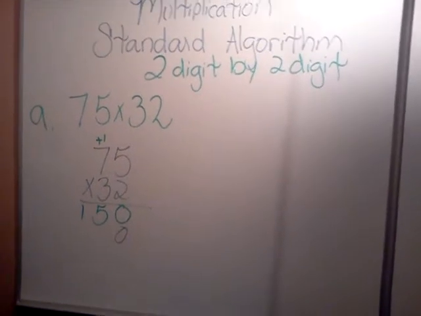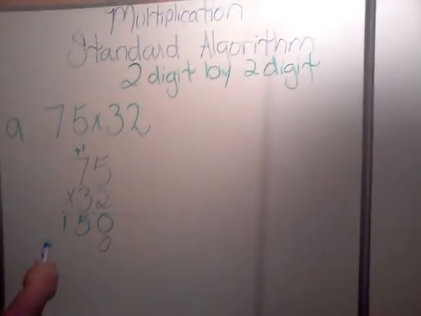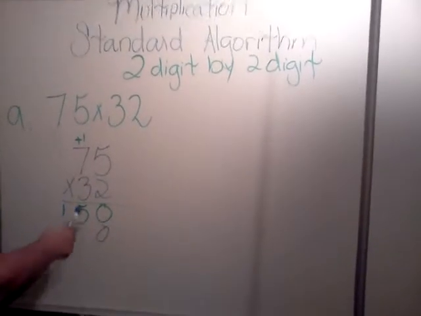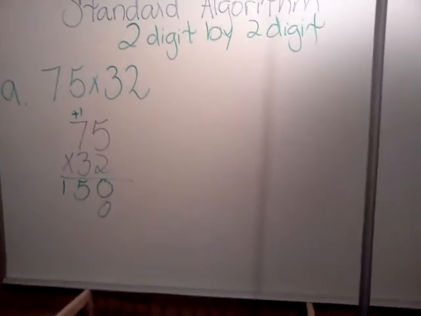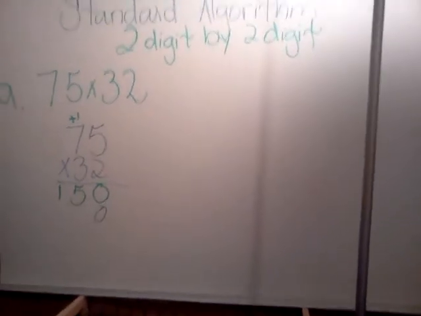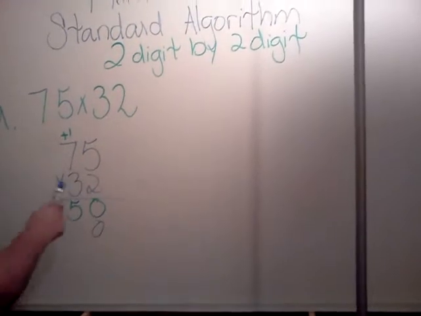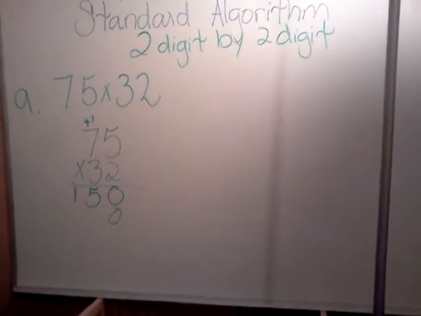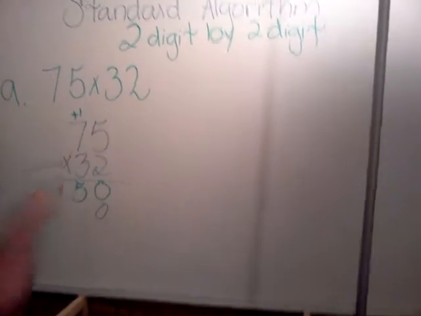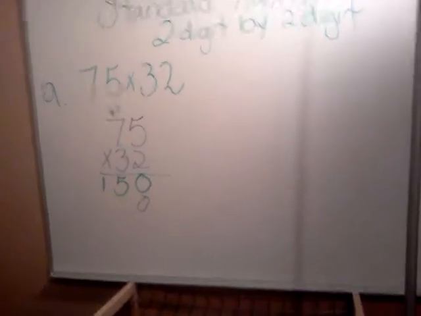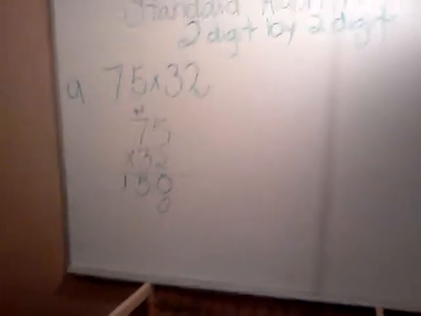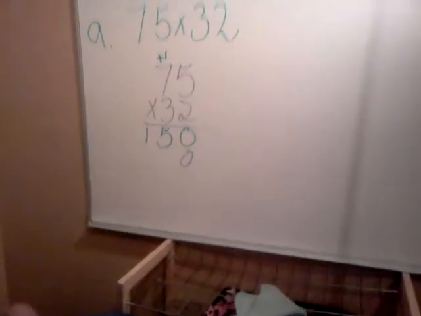Okay. We need a placeholder here because now we're multiplying in the tens place. So since we're multiplying in the tens place, the 3 is not a 3. It's really a 30 because 3 tens is 30. So we put that placeholder there so we'll keep our numbers in the correct place.